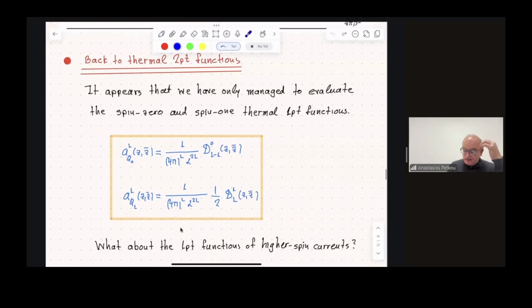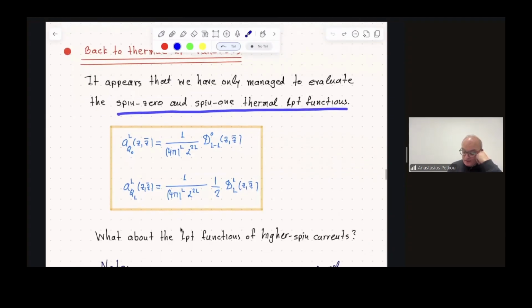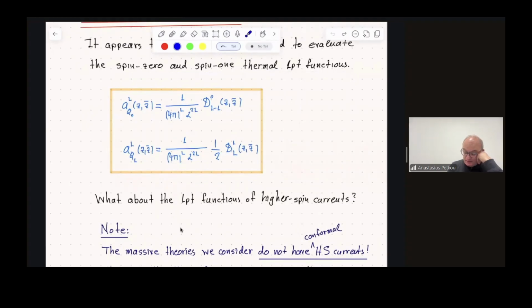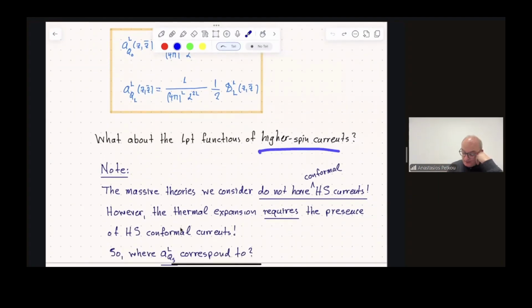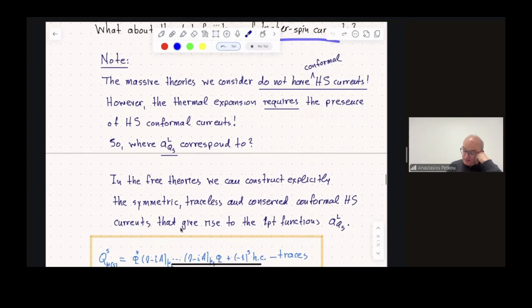So, back to the thermal two-point functions and to the question. We've managed to evaluate only the spin 0 and spin 1 thermal one-point functions. That was my first step in the beginning. So this guy and this guy. So what about the higher spins? Well, this theory is massive, and so we do not have higher spin conformal currents. But the thermal expansion requires the presence of higher spin conformal currents, otherwise we cannot write this expression. I think I mentioned that before.